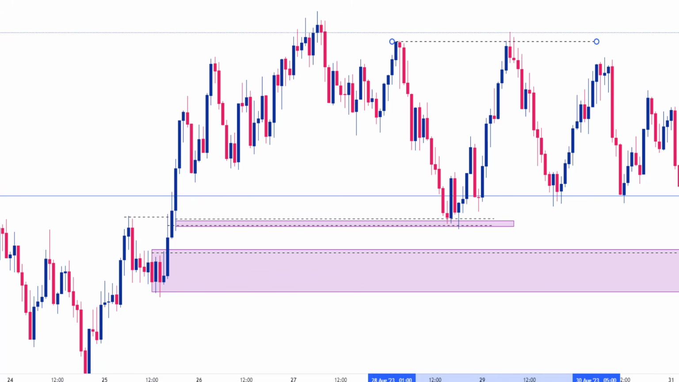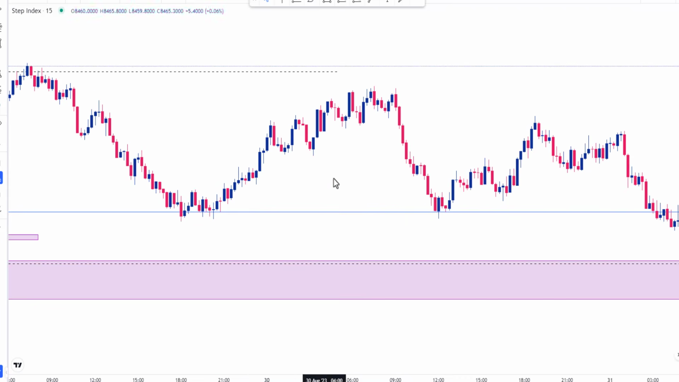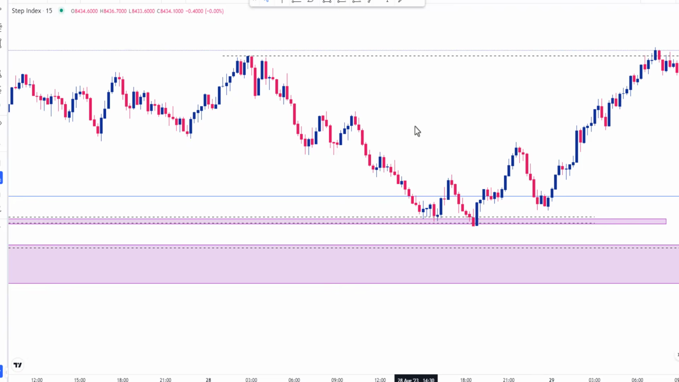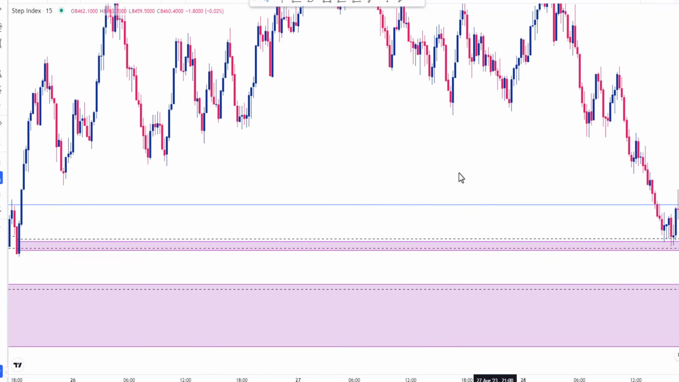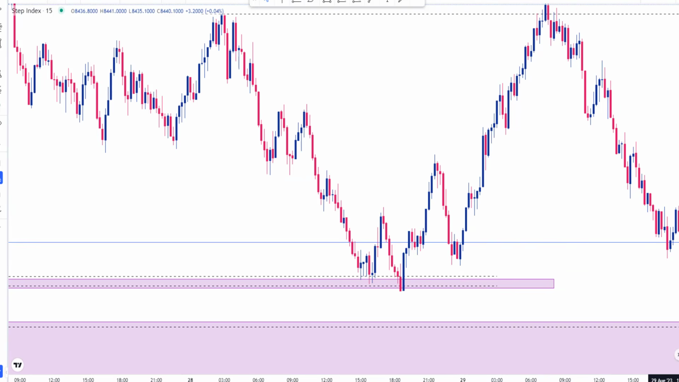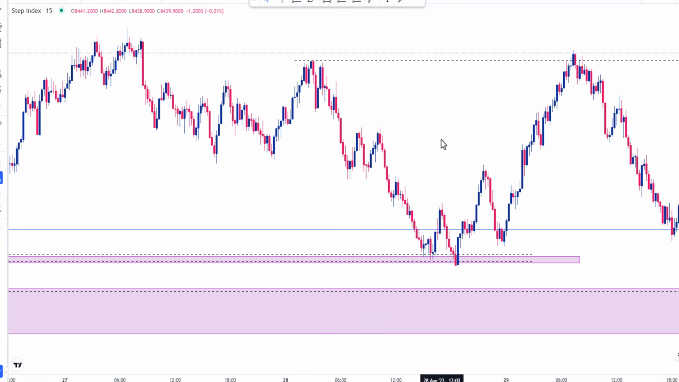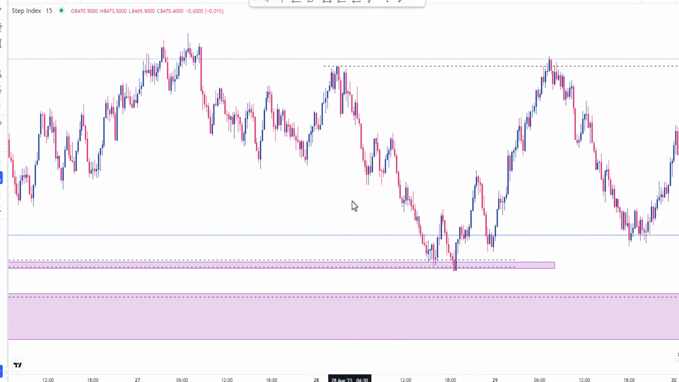All right, this is Step Index. I drop down to the 15-minute, and this is the 15-minute time frame. Let me go to that particular place. Sorry, I don't have the option to replay right here. So this is it. Very perfect one. Exactly what I did.